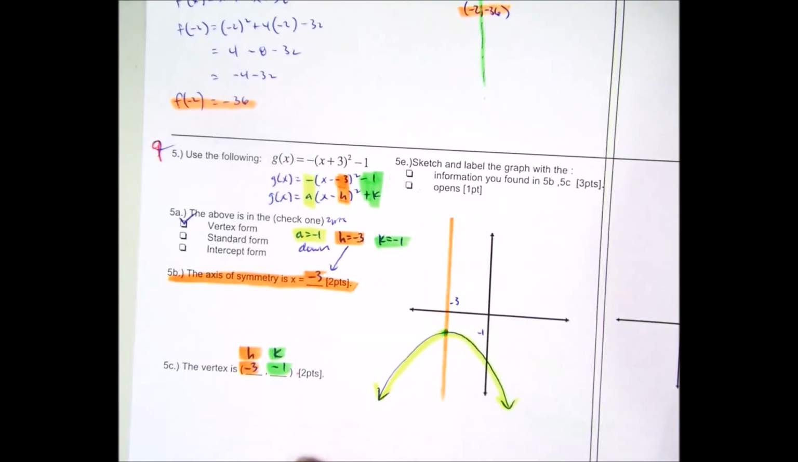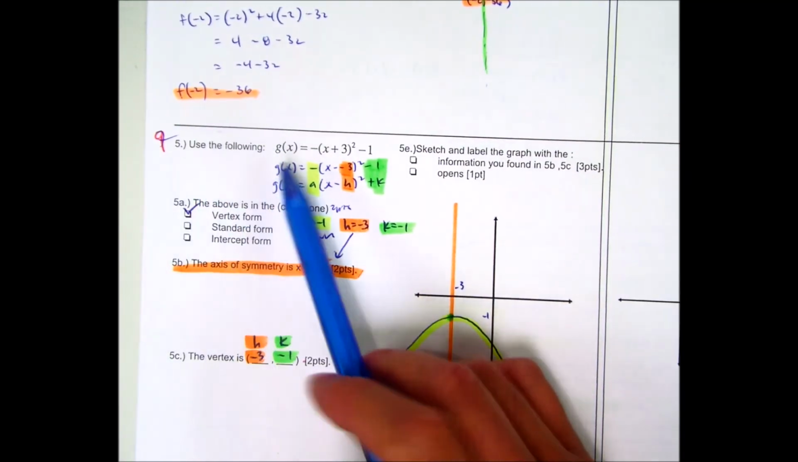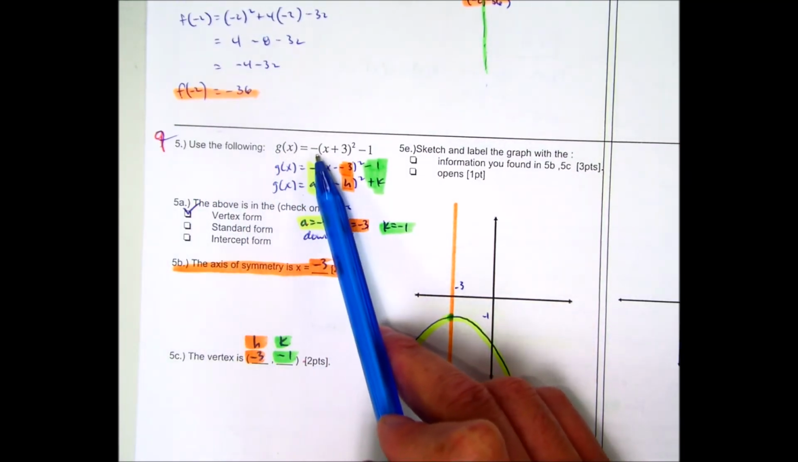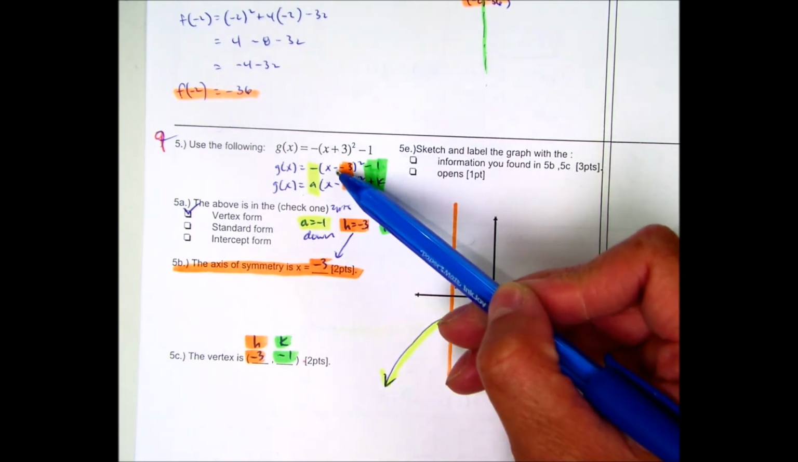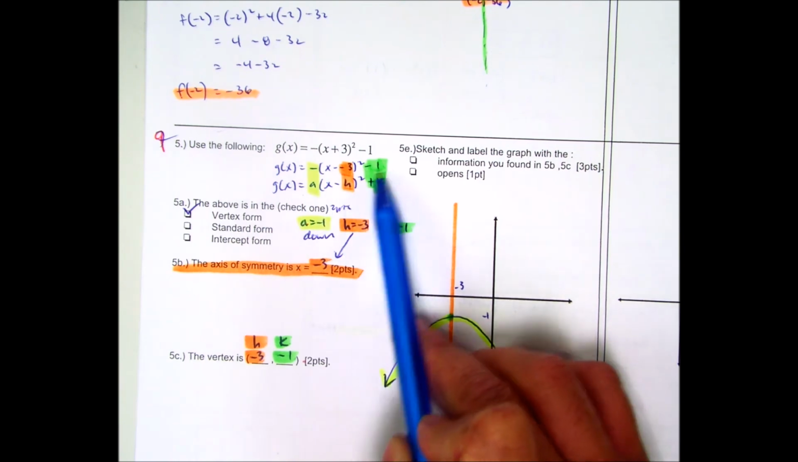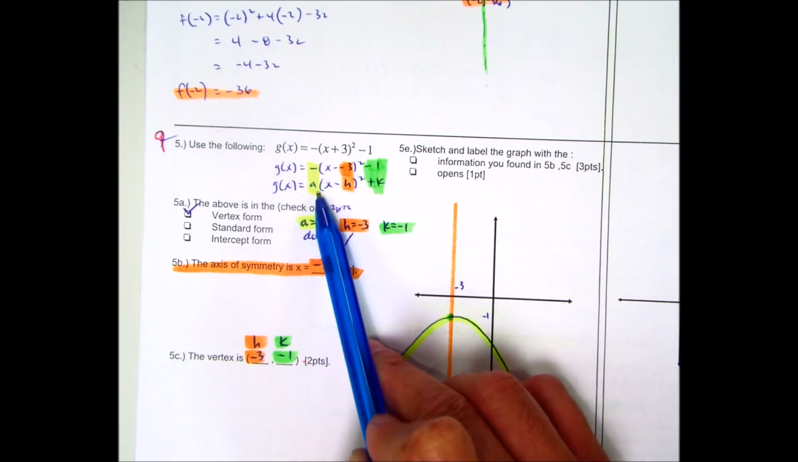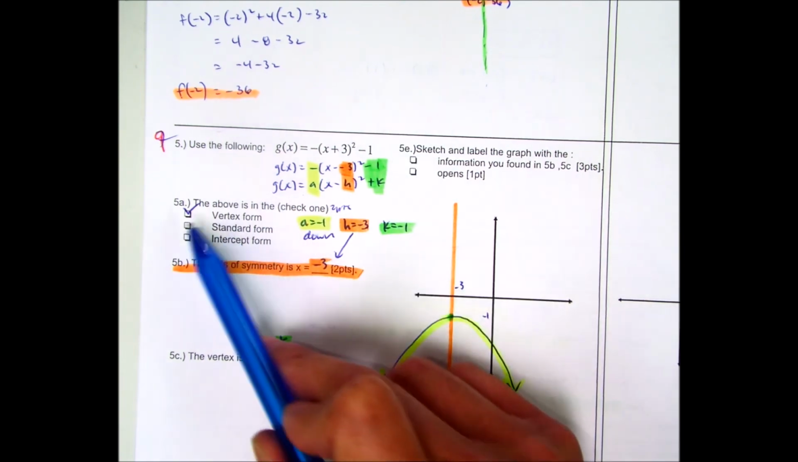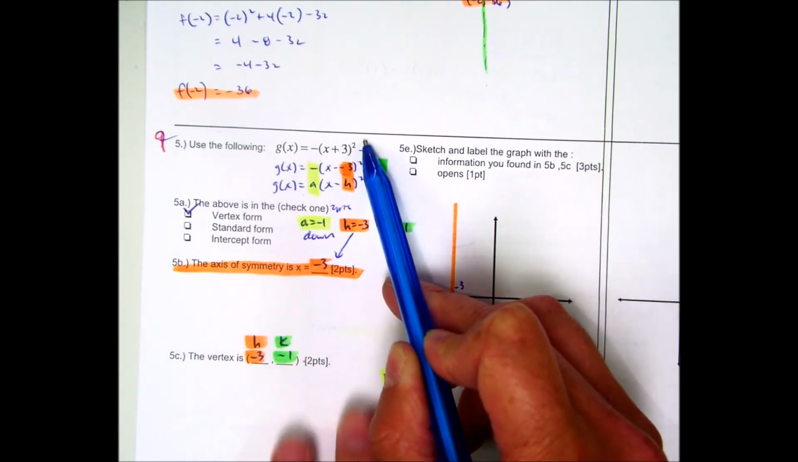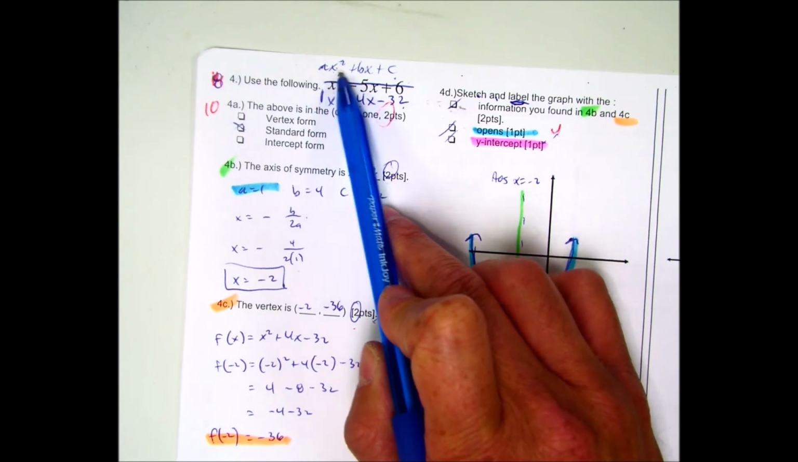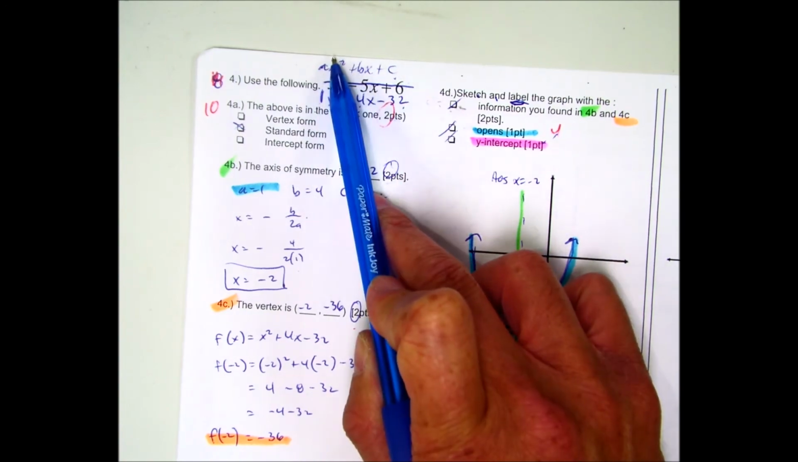Question number 5. Use the following: g of x equals negative, parentheses, x plus 3 squared minus 1. You realize there's a plus sign, so go ahead and change it to a minus negative. The reason why we do that is because in the formula, this is vertex form because you have a parentheses squared. Standard form has no parentheses with the power of 2.